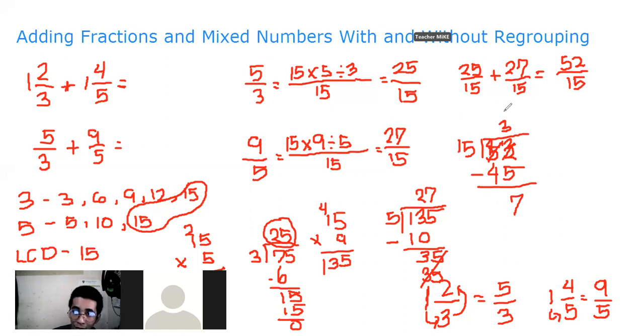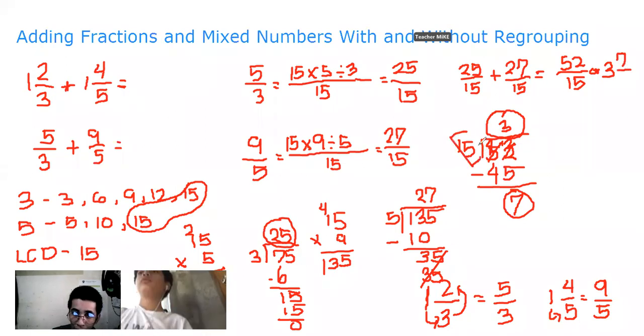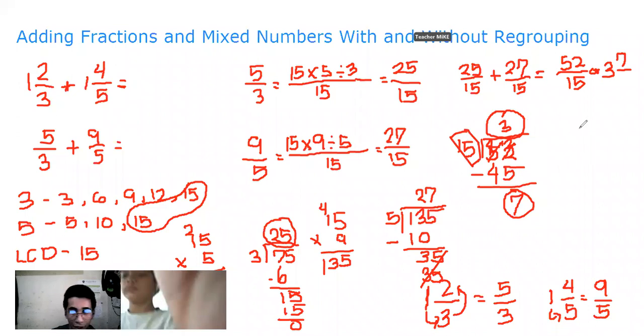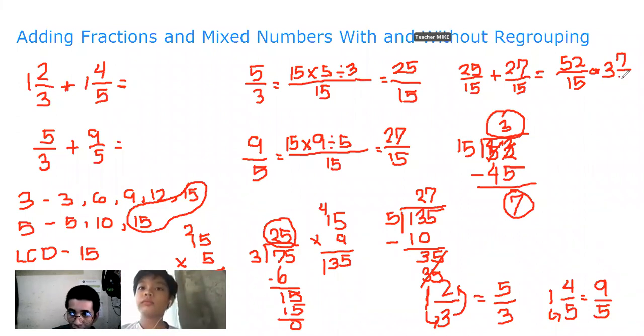So, wala na tayong pwedeng bring down. Si 3 yung magiging whole number natin. Si 7, our numerator. Then, yung divisor natin na 15, that will be our denominator. So, magkakaroon tayo ng 3 and 7 over 15. So, this will be our final answer.